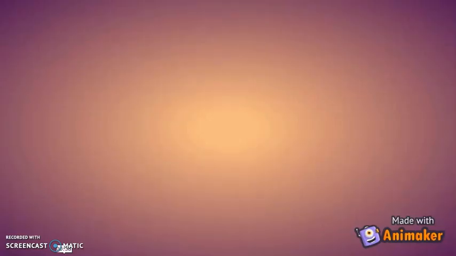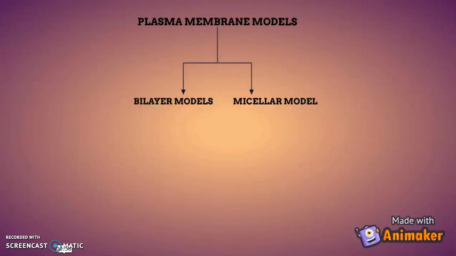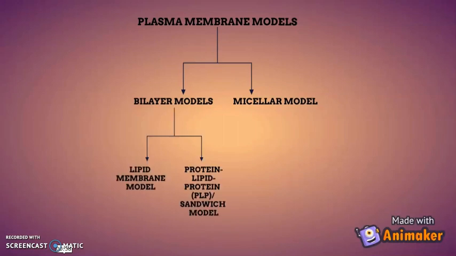To explain the biological and physical features of the cell membrane, there are two main categories of hypotheses. They are bilayer models and micellar model. Bilayer models are further of two types, lipid membrane model and protein-lipid-protein or sandwich model. Let us see one by one.